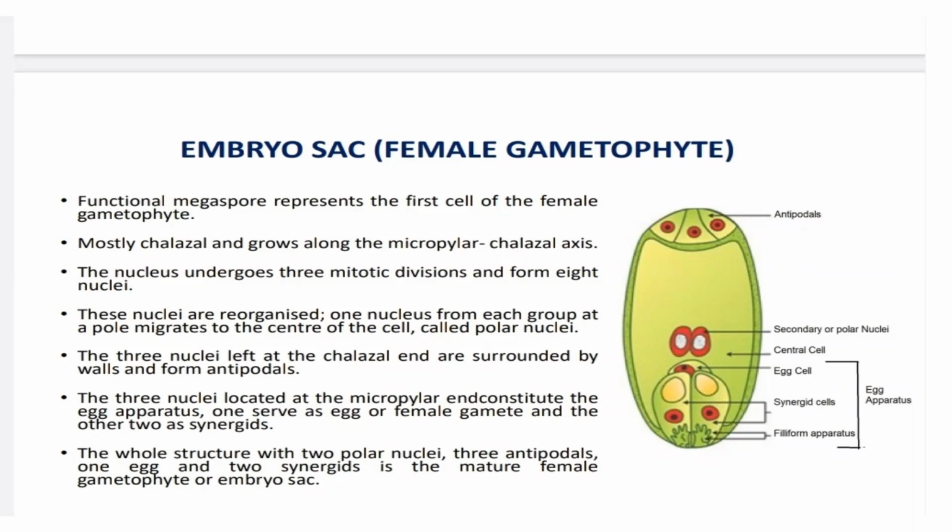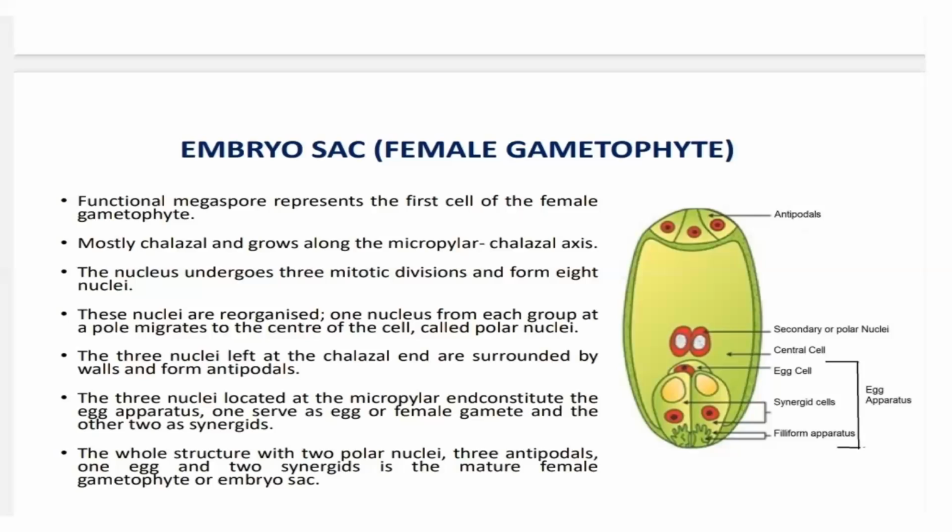The 3 nuclei left at the chalazal end are surrounded by walls and form the antipodals. So this is the antipodals. And 3 nuclei located at the micropylar end constitute the egg apparatus. One serves as the egg or female gamete and the other 2 as synergids. So this is the synergid cell. This is the egg cell. The whole structure with 2 polar nuclei, 3 antipodals, 1 egg, 2 synergids is the mature female gametophyte, or embryo sac. The mature female gametophyte is known as the embryo sac.